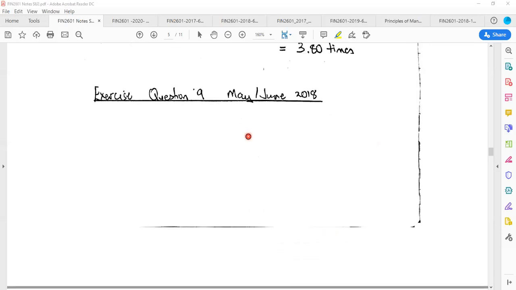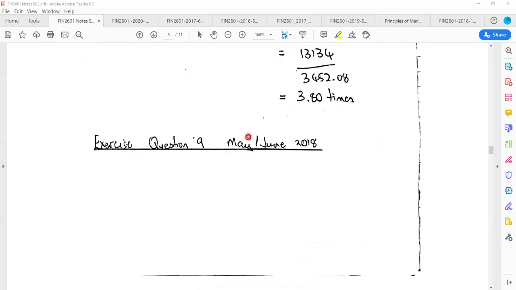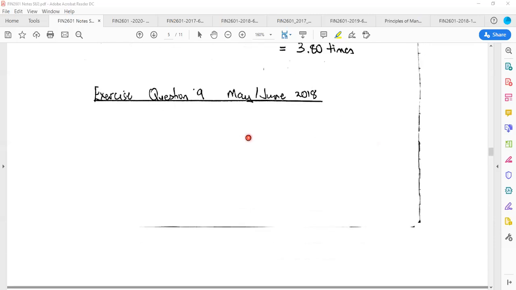There's a question I want you to try to see if you can replicate what I was doing. Remember, these are the steps. With any question on a ratio, firstly, read the question carefully and write down the formula of whatever you want to find. After writing down the formula, try to see if what you need to use in that formula has been given.